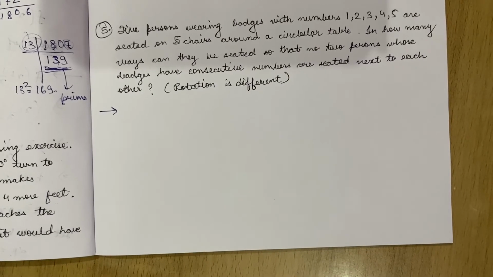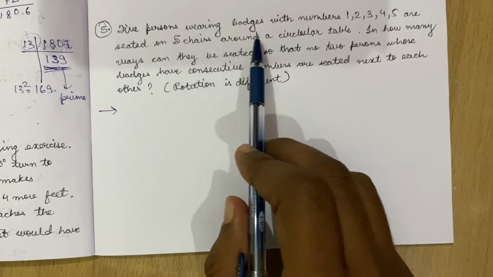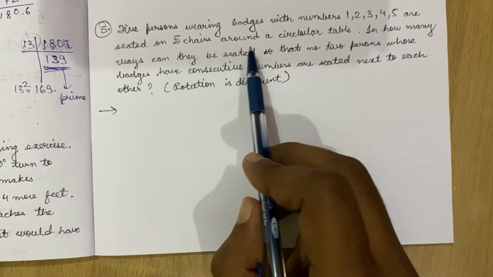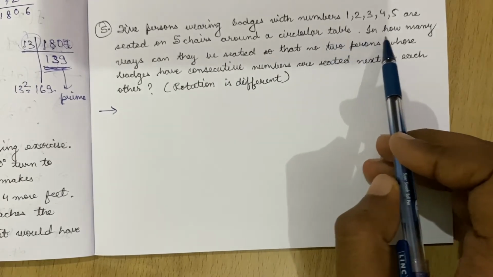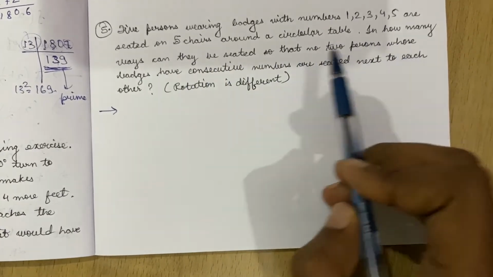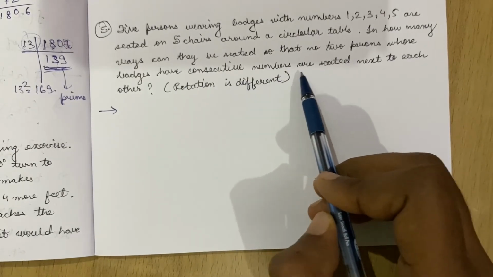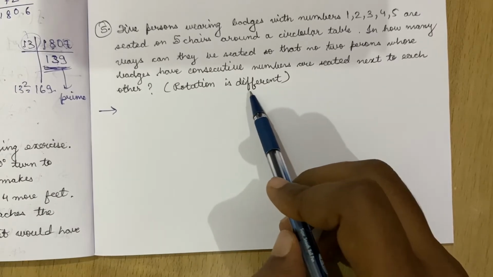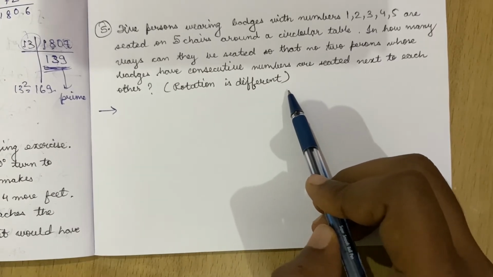Let's look at problem number 5. So this looks like a difficult problem at first, but it's actually quite simple. So 5 persons wearing badges with numbers 1, 2, 3, 4, 5 are seated on 5 chairs around a circular table. In how many ways can they be seated so that no two persons whose badges have consecutive numbers are seated next to each other? Each rotation is considered as a different arrangement.